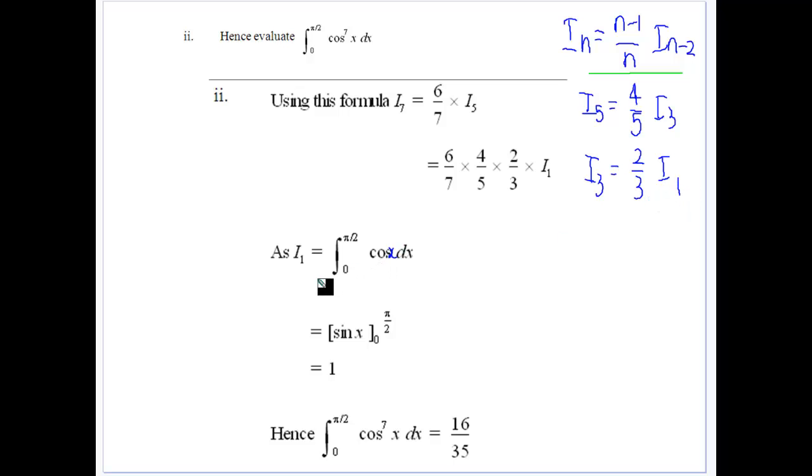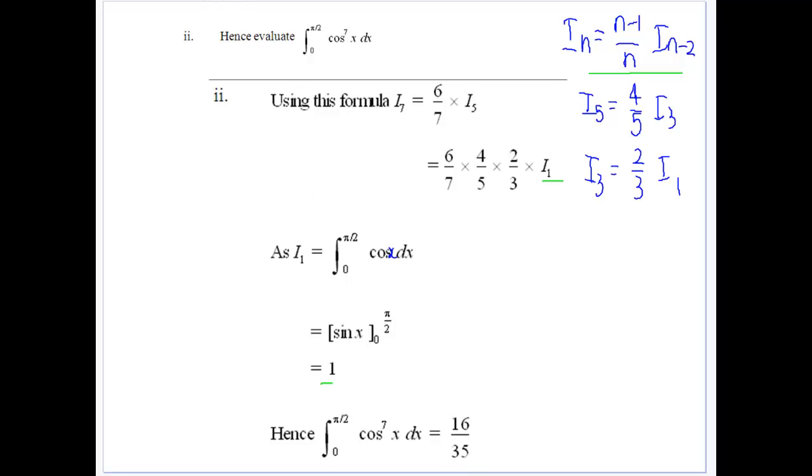Now we get to the point where we've got I1, and we can actually calculate that, because that's just cos x to the power of 1, which is sine x between pi on 2 and 0, which is 1. Which means that I5 would be 4 on 5 I3, and I3 was 2/3 of I1, and I1 ends up being 1. So 6 on 7 times 4 on 5 times 2 on 3 gives us 16 on 35.